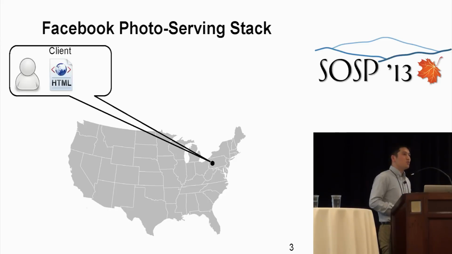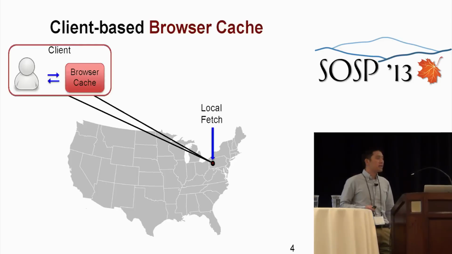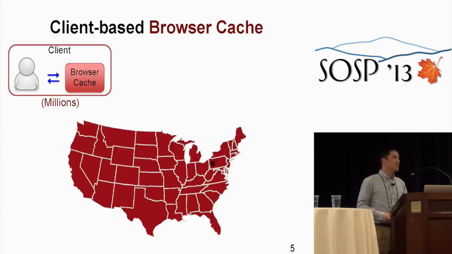The first thing that shows up in your browser when you type facebook.com is the HTML file with photo URLs. You first check for the photo in the browser cache. The cache is usually small, and it's shared among multiple surfaces. But it is also massively distributed. In our trace, we have seen over millions of them.